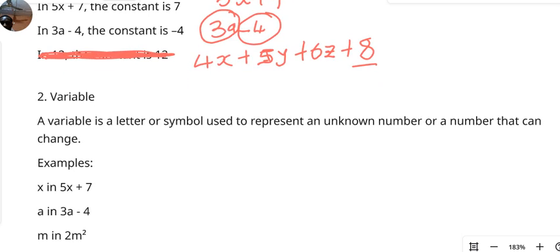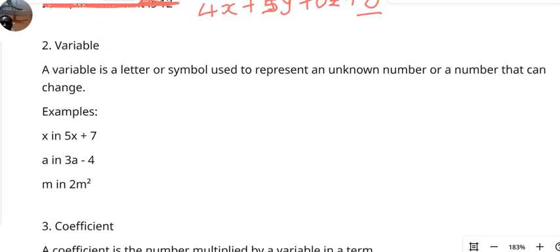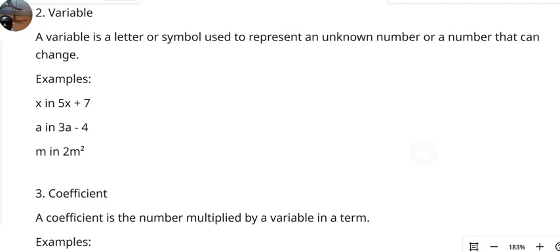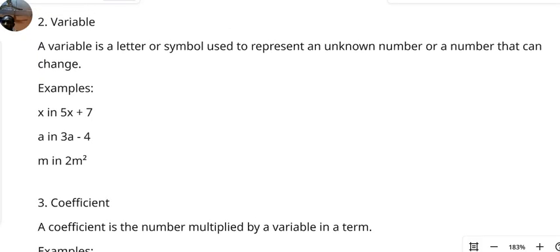So the next thing we are going to talk about now is a variable. Now that you have known constant, let's go to the second term in algebraic expression called variable. A variable is a letter or symbol used to represent an unknown number. Okay, a variable is gotten from the word vary. To vary means to change. So a variable is a letter whose value can change.